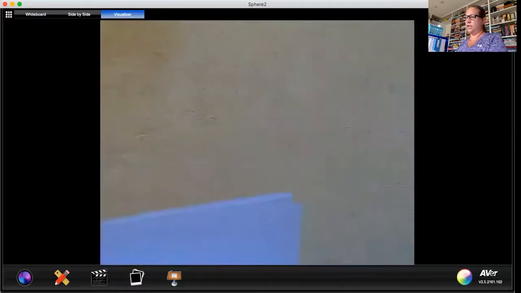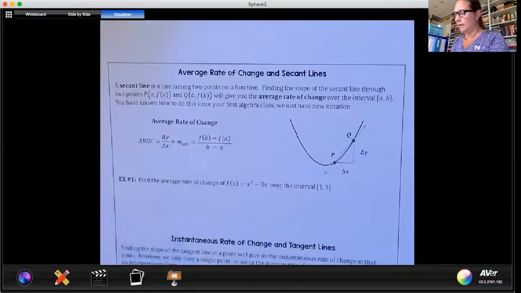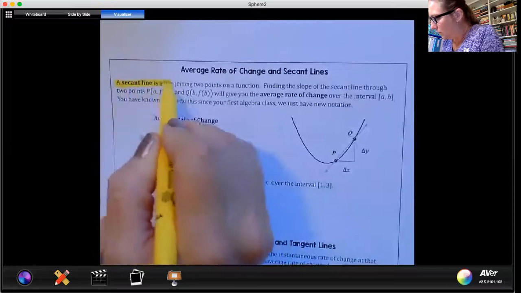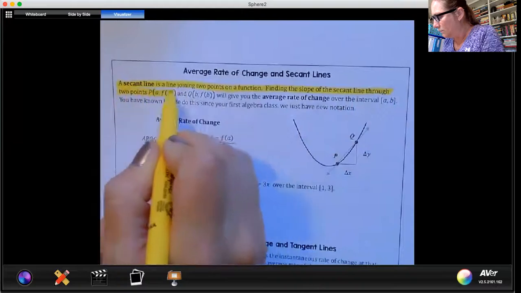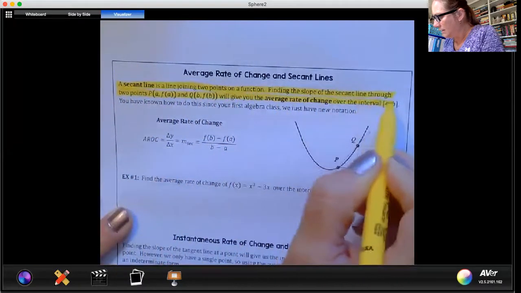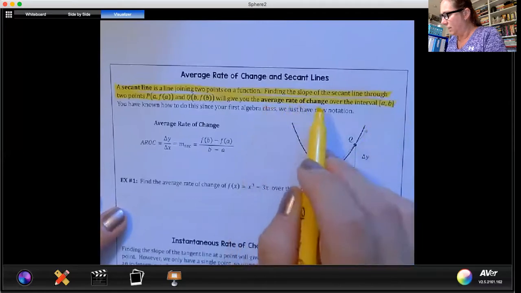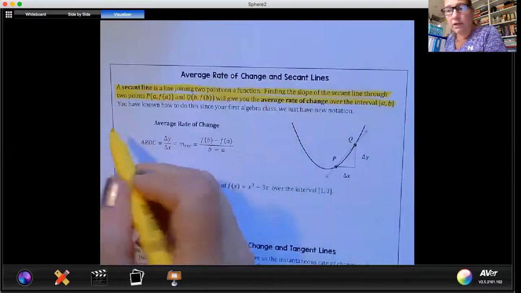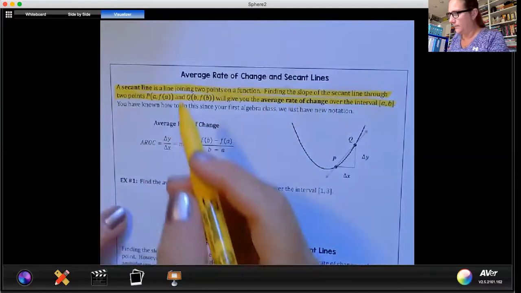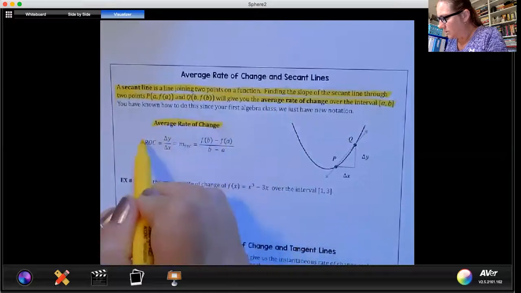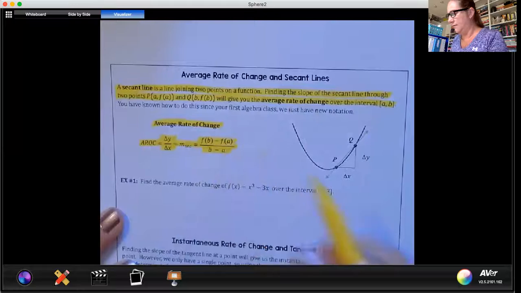The average rate of change in secant lines is at the top of our next page. A secant line is a line joining 2 points on a function. Finding the slope of the secant line through 2 points, point P is (a, f(a)) and point Q is (b, f(b)), will give you the average rate of change over the interval [a, b]. You've known how to do this since your first algebra class, so we just have new notation. This is like your slope formula. You're going to see this a lot. Average rate of change, a rock. Just your slope formula: f(b) minus f(a) over b minus a.